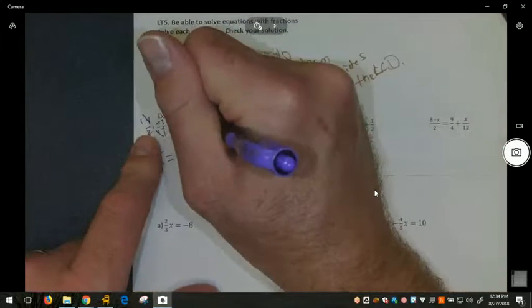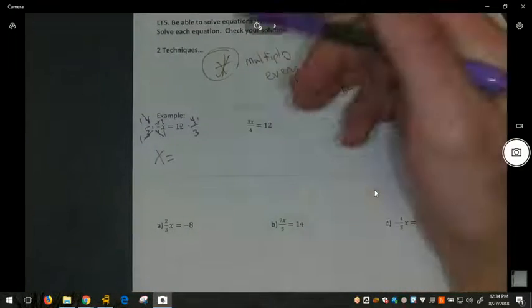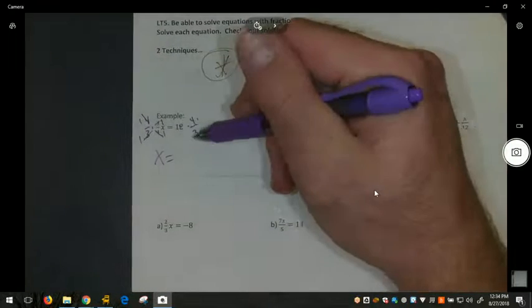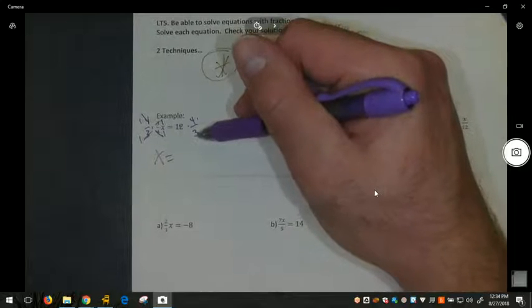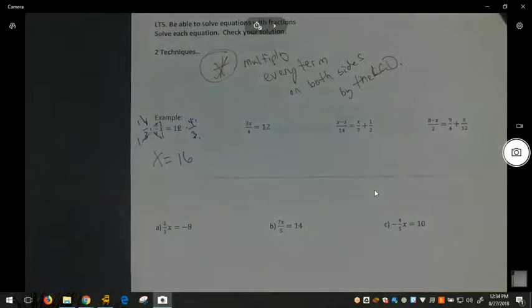Whatever I do to the left, I have to do to the right. So 12 times 4/3, or 12 times 4 divided by 3, or 12 divided by 3 times 4 gives me 16. We can plug that back in to double check it.